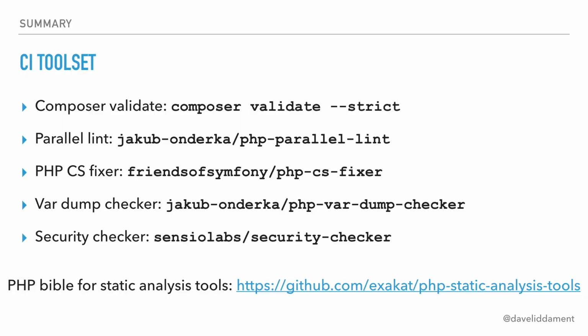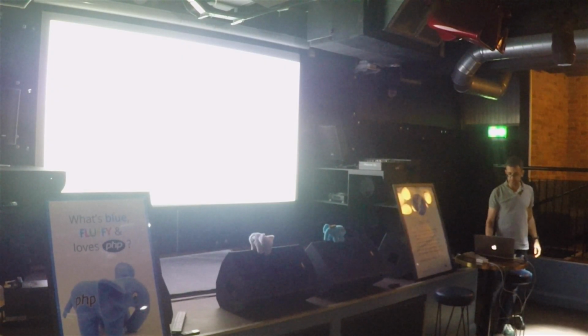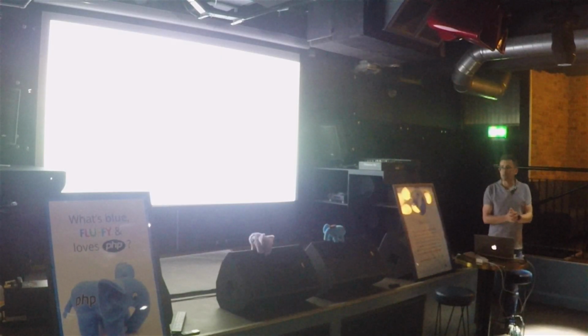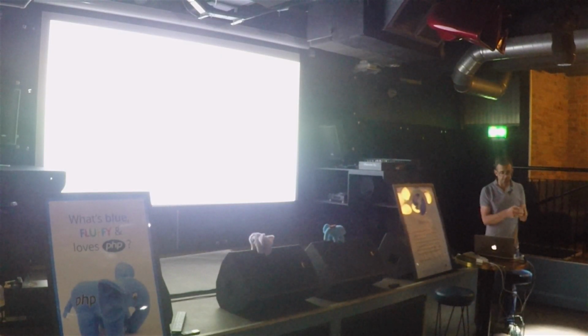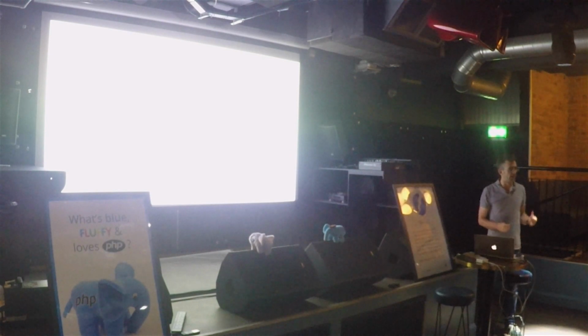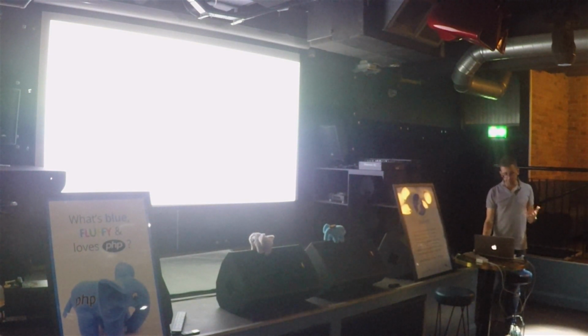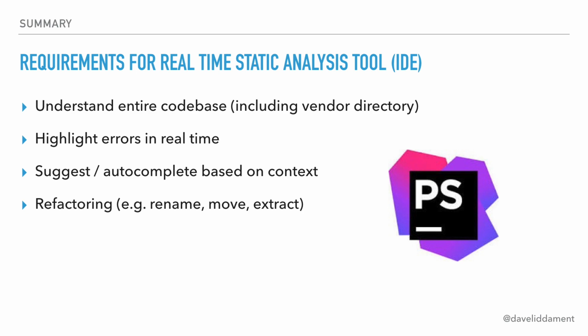So my current CI toolset is this. Again, check out that link for the static analysis tools. If you're thinking my IDE doesn't live up to scratch, these are the requirements that you need. It's got to understand the code base to help highlight issues, to auto-suggest, and to help you refactor. One of the tools you can use is PhpStorm.